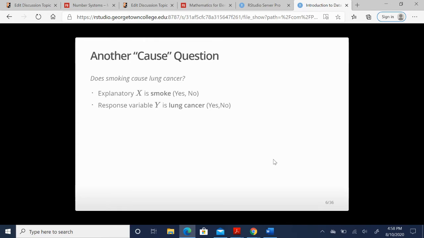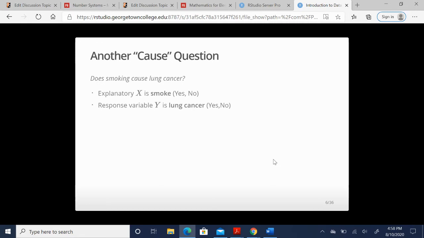That might sound a little odd to you, okay? And it probably should, because we know there's more things that play into actually getting a ticket than just driving fast, okay? Another causal type of question: does smoking cause lung cancer?